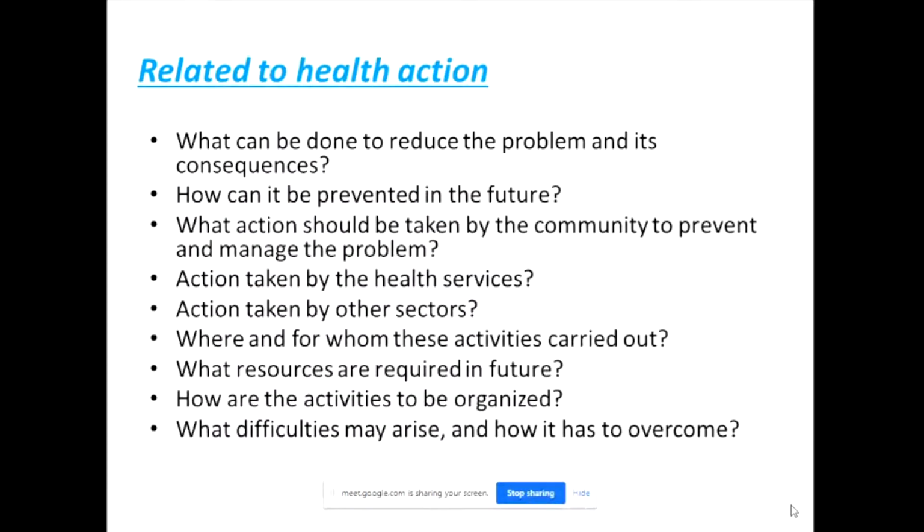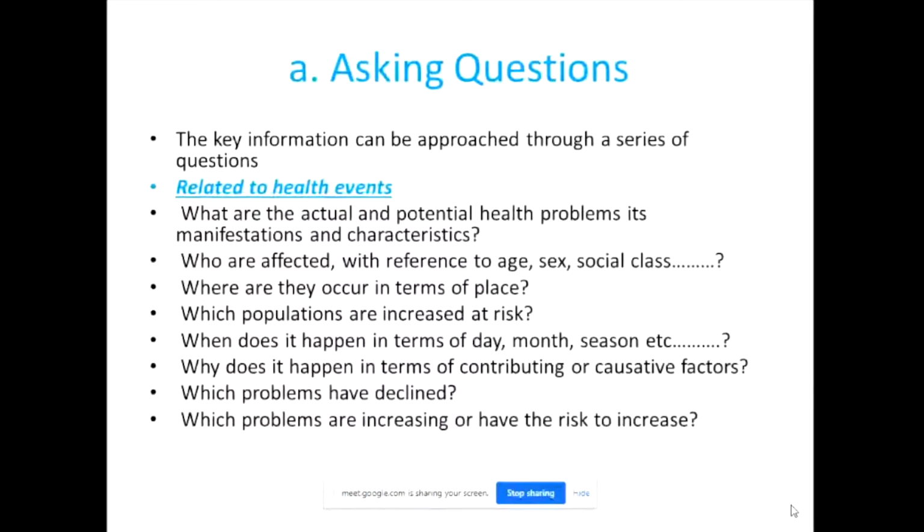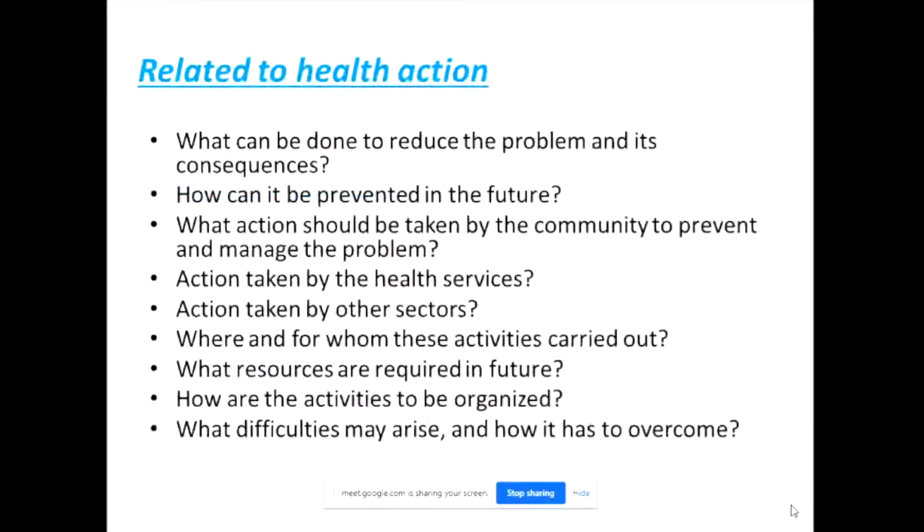Also, we can ask a question related to health action. Here we said related to health event, what happened? Health action, what we are going to do. What can be done to reduce the problem and its sequelae? How can it be prevented in the future?